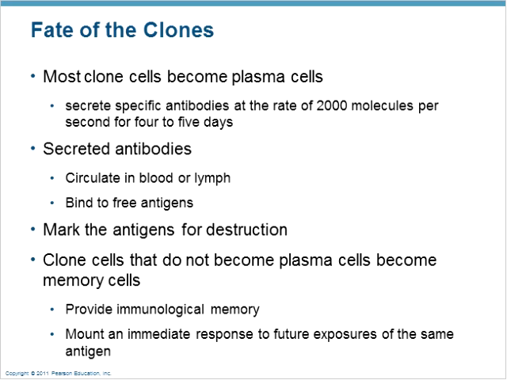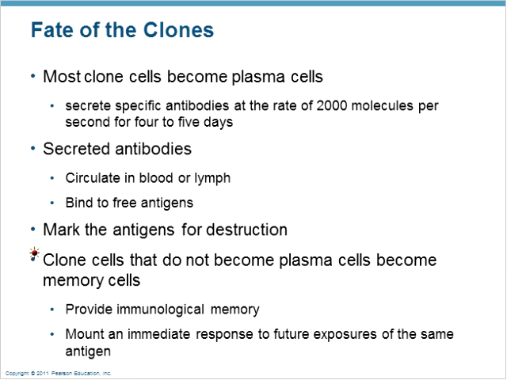The fate of clones: most clone cells become what are called plasma cells. They produce antibodies that fight that particular infection in the initial presentation. They secrete the specific antibodies at a rate of about 2,000 molecules per second for 4 or 5 days. The secreted antibodies circulate in blood or lymph and bind to those free antigens that invade. They mark the antigens for destruction.